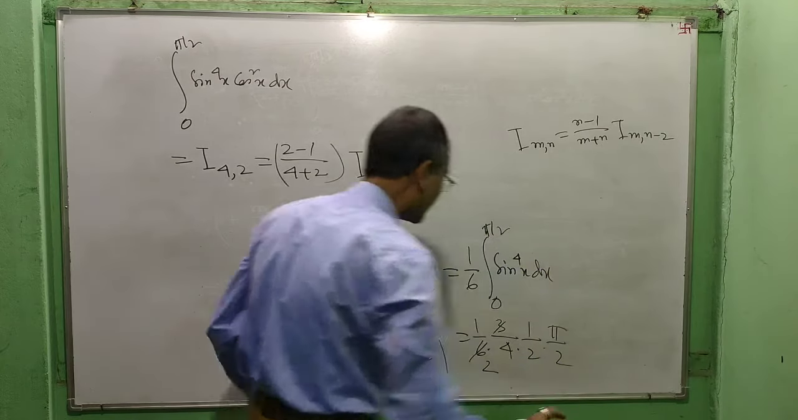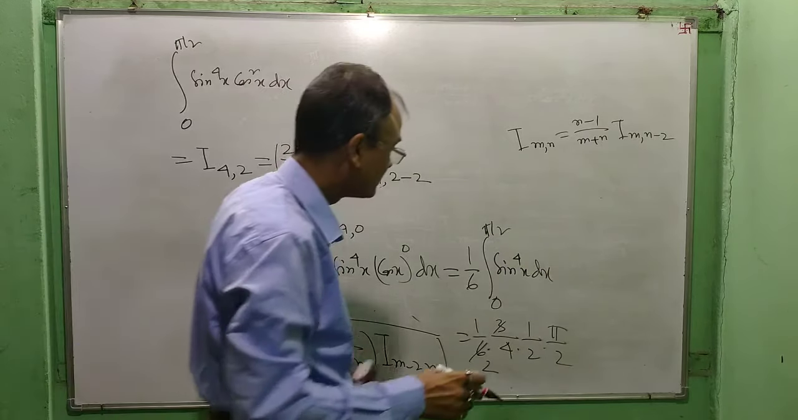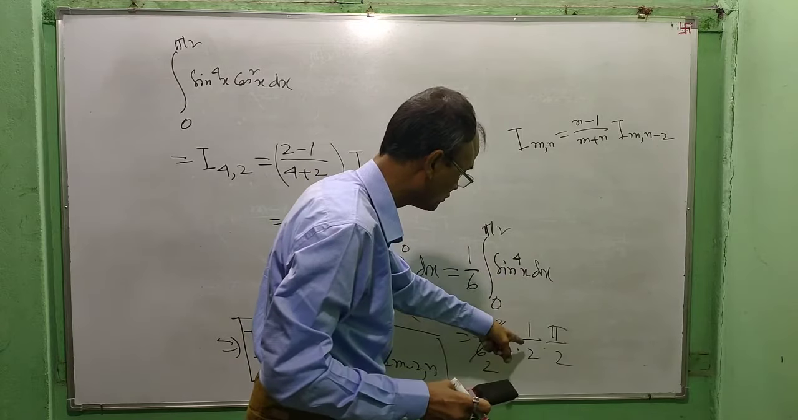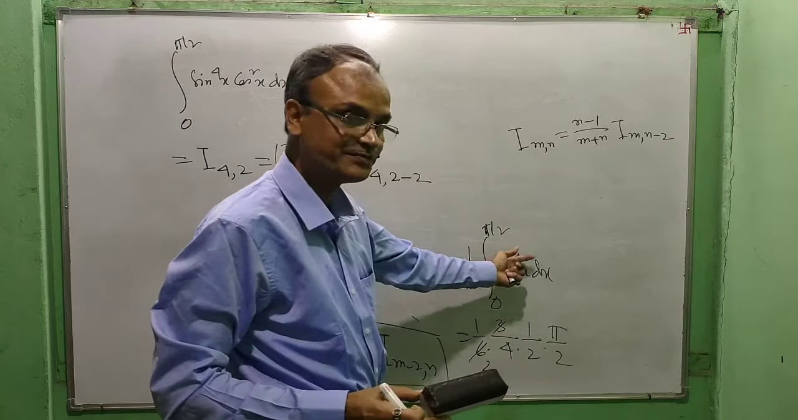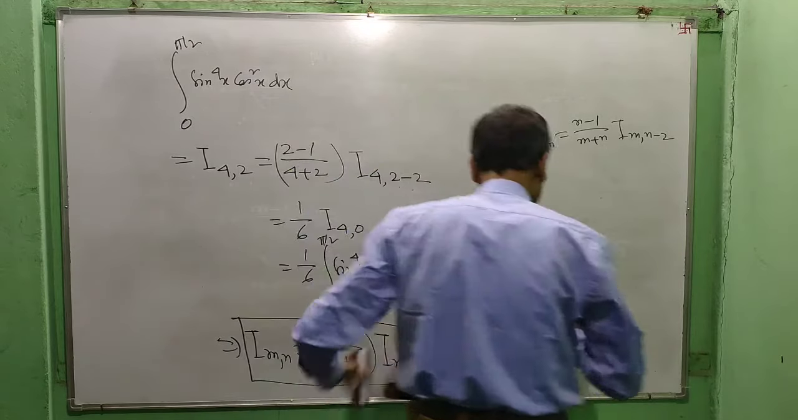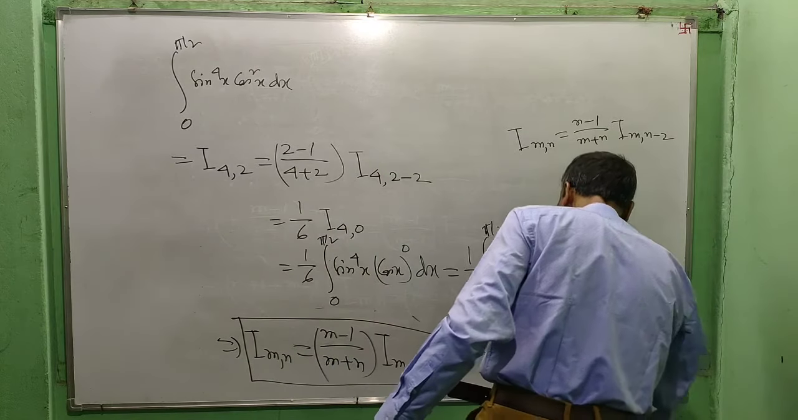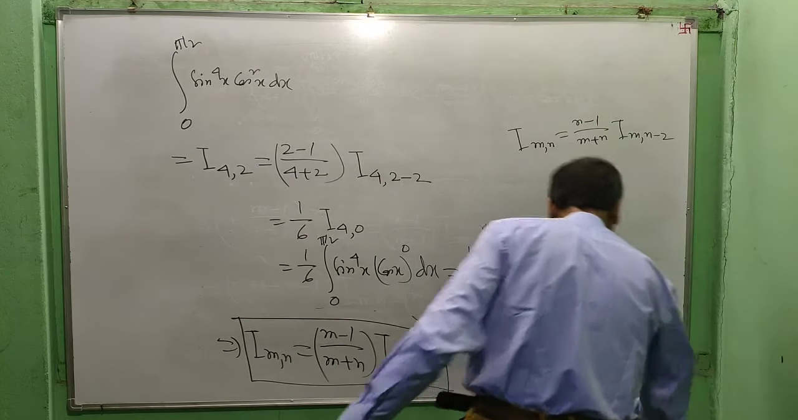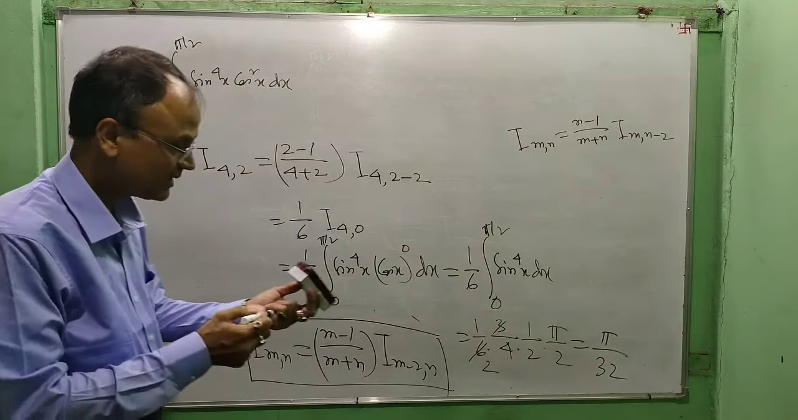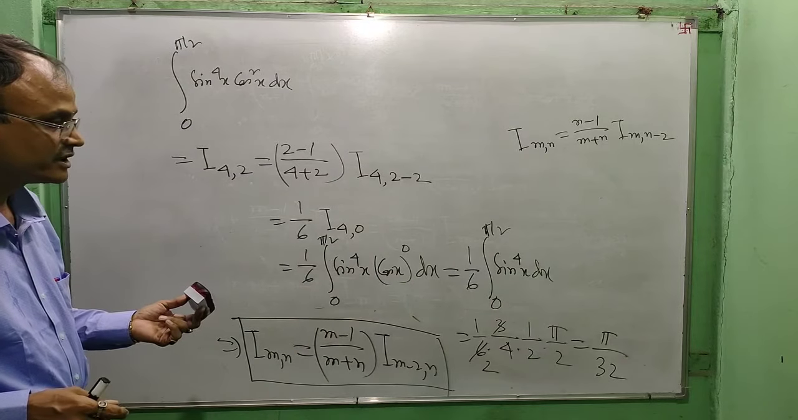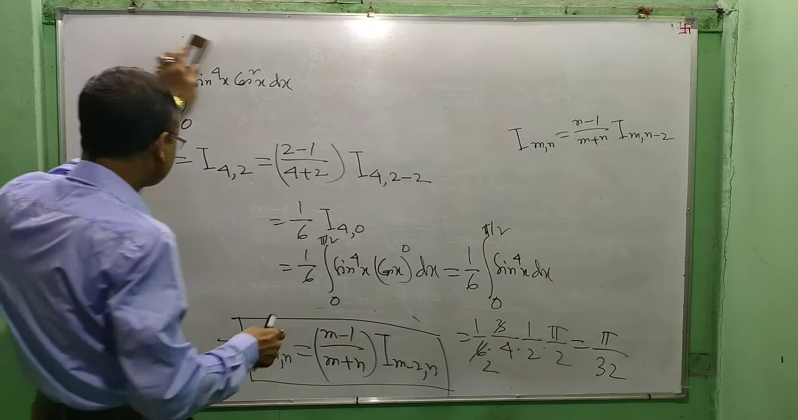Without integrating, you may find that value. 3 by 4, 1 by 2, into pi by 2, it is even. This is equal to pi by 32. Answer will be equal to pi by 32.